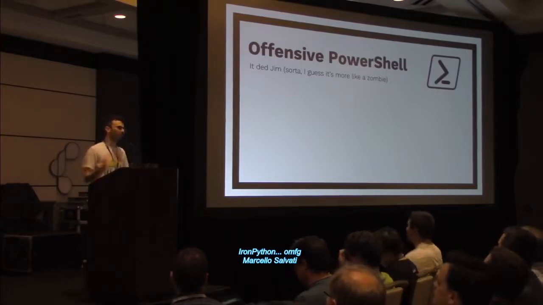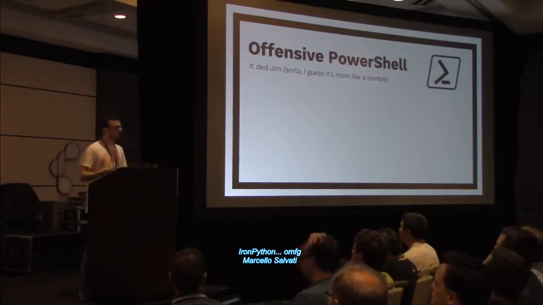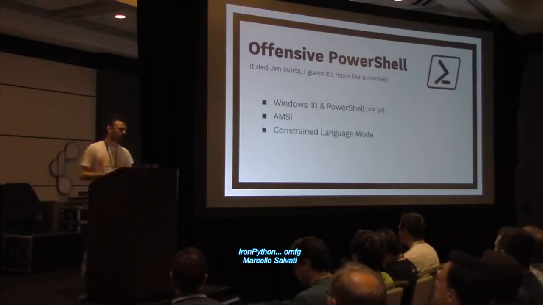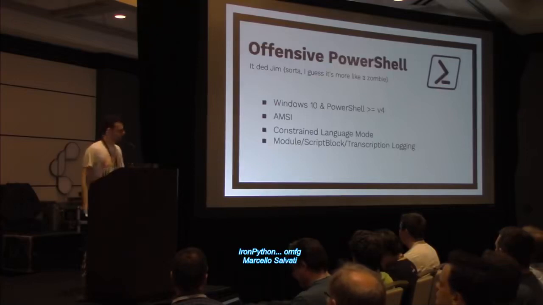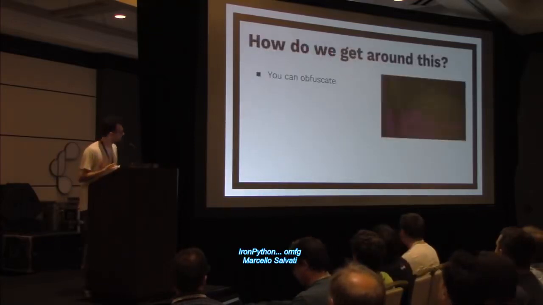But at least at Black Hills, most of our clients only run Windows 10 most of the time, and so they have the latest and greatest stuff in terms of EDR solutions. And so we sort of have to improvise a lot of the time, right? So, like I said, usually our clients have Windows 10, PowerShell version 4 or greater, which has AMSI, they have constrained language mode, most of the time they have module script logging or transcription logging, whatever they see fit. So, how do we get around this?